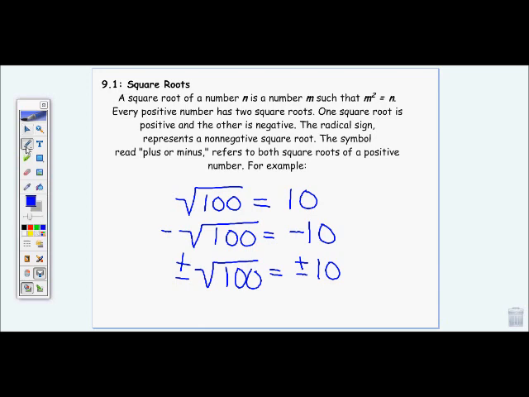So every positive number has two square roots. One square root is positive and the other is negative. The radical sign represents a non-negative square root. The symbol plus or minus refers to both square roots of a positive number.